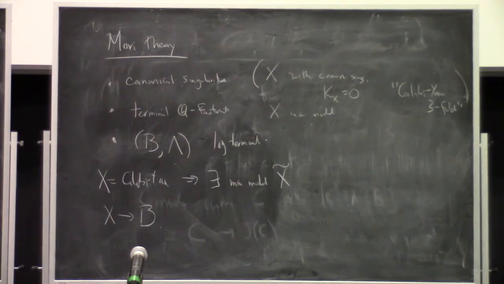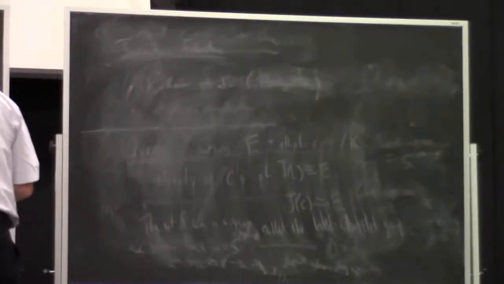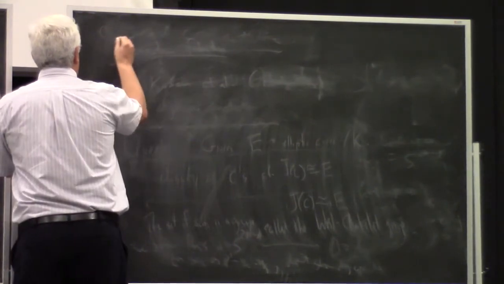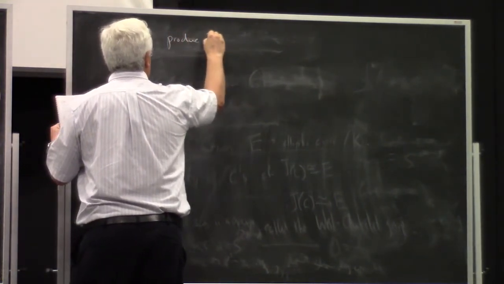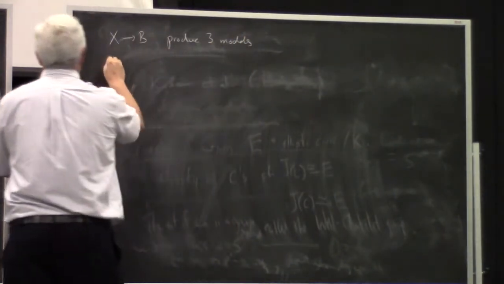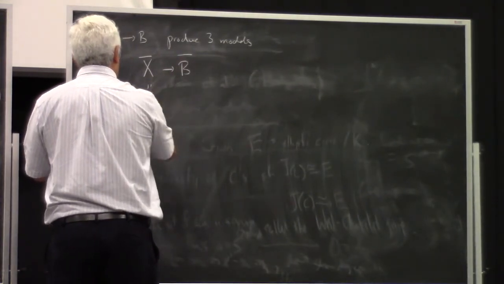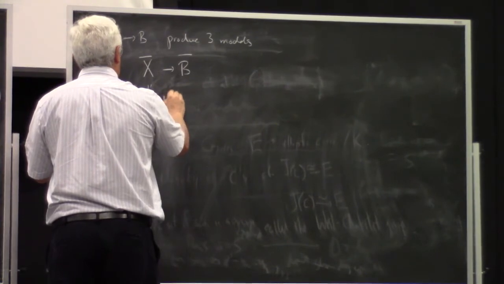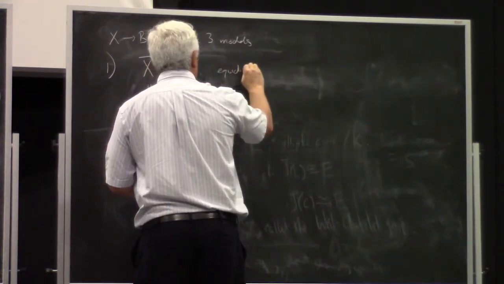The key thing is that by doing things carefully, you can make the birational geometry of the total space and the birational geometry of the base match up in some appropriate sense. So here's what you get. Starting from X to B, we produce three things. We produce three models. The first one is X bar to B bar, where this is a minimal model of the total space. And this map, pi bar, is equidimensional. Same thing as flat.